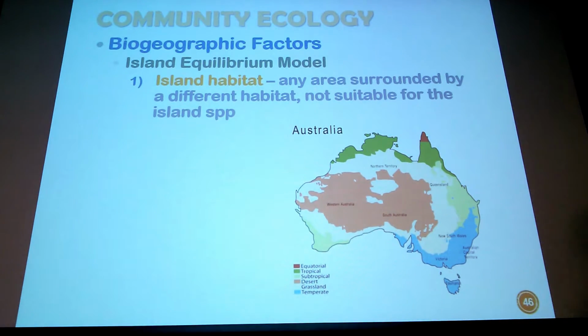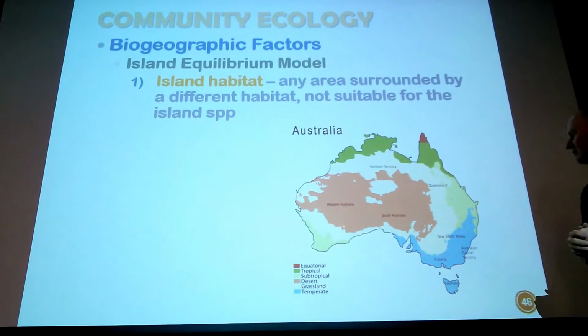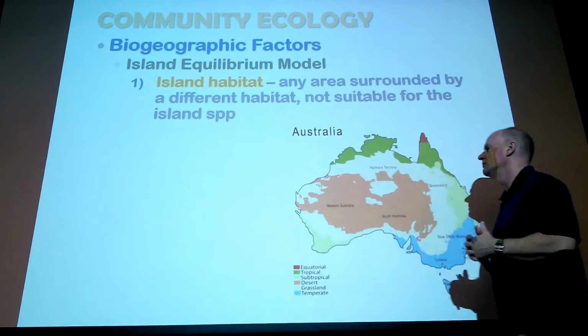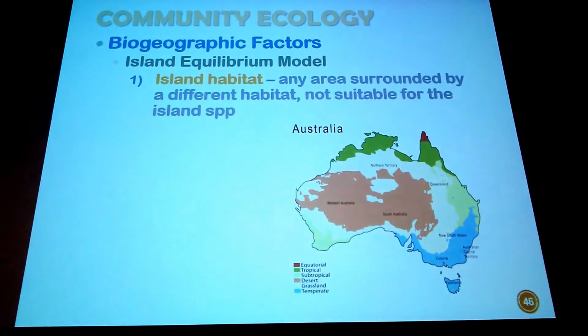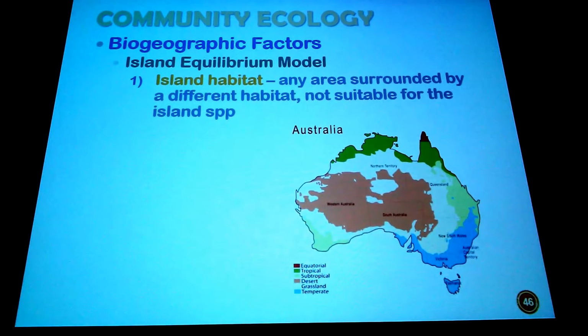Couple of things here. We've got Australia. In the middle of Australia, we've got the desert region. Most organisms live on the coastal region, people included, of Australia. That's where you find a lot of animals, unless they are adapted to living in the desert.